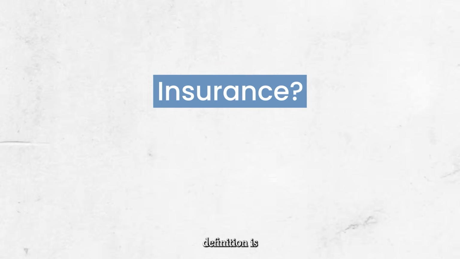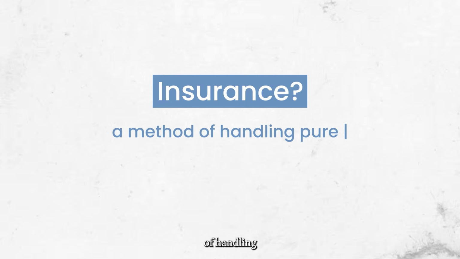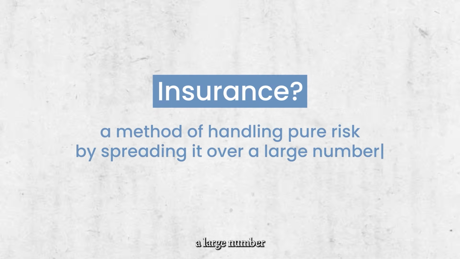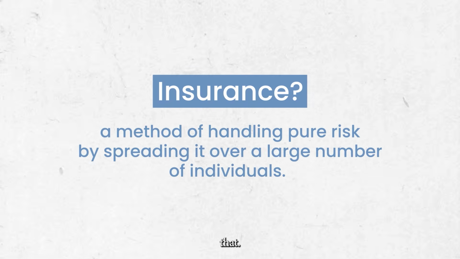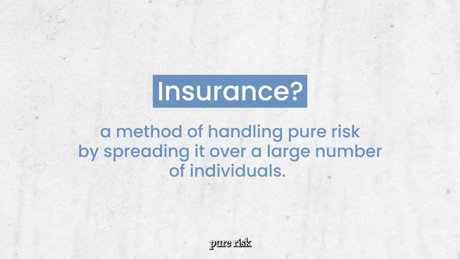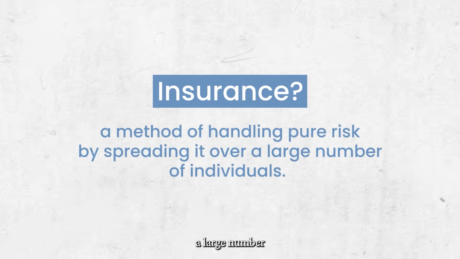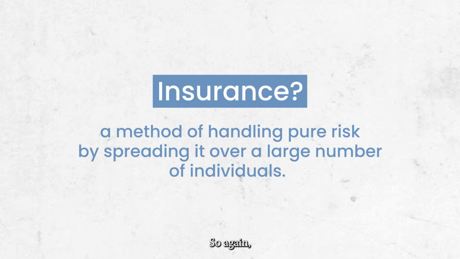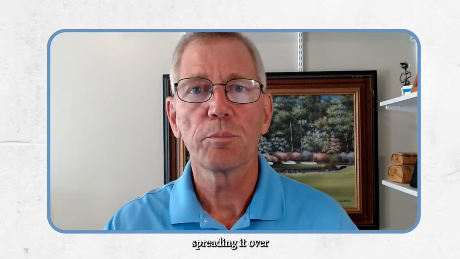The traditional definition is a method of handling pure risk by spreading it over a large number of individuals. Let me repeat that. The traditional definition of insurance is a method of handling pure risk by spreading it over a large number of individuals. So again, most of us know it as paying some premiums and in turn having a contract with that insurance company and the insurance company guaranteeing that they're going to cover us. But it's not only that, it's also that traditional definition of a method of handling pure risk, spreading it over a large number of similar individuals.